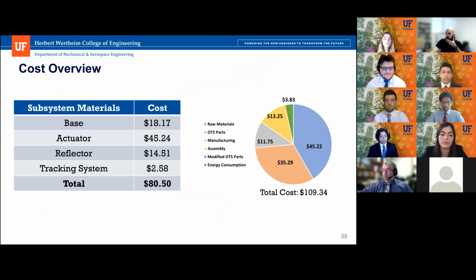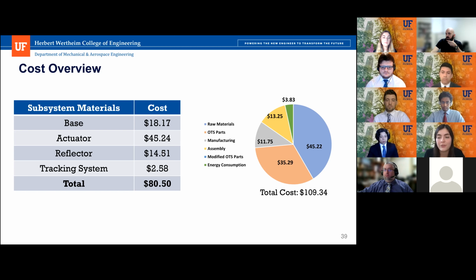Next slide. So now that my groupmates have introduced our various subsystem designs, let's consider their different costs. On the left side of your screen, you see the subsystem materials costs organized. And as you can tell, the actuator accounted for over half of the total subsystem material cost. And that total was $80.50.